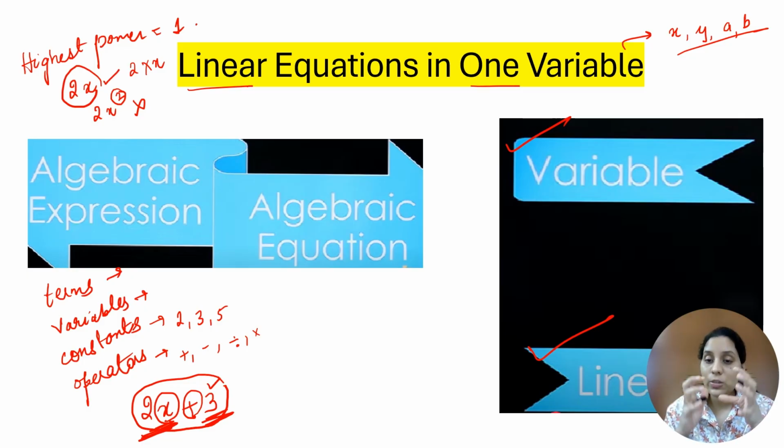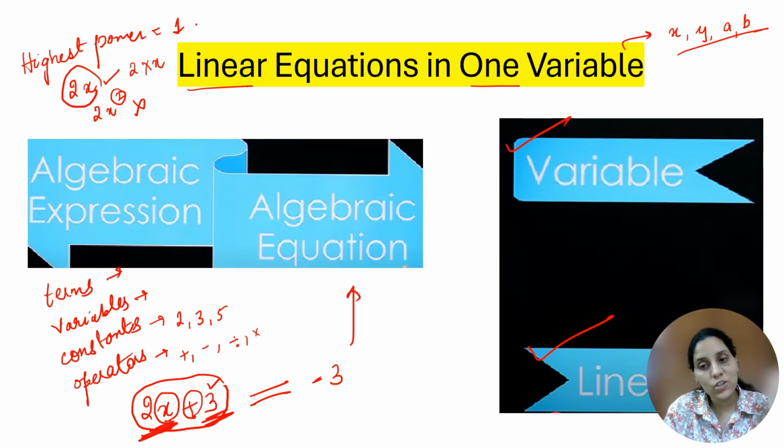Now to this expression, if I add an equal to sign, equal to whatever, plus, minus, fraction, anything, let us take equal to minus 3. Then this becomes an algebraic equation. The name itself suggests the equal to sign. So when an expression is equated to some number or some variable, that expression becomes an equation. So this is a linear equation in one variable.